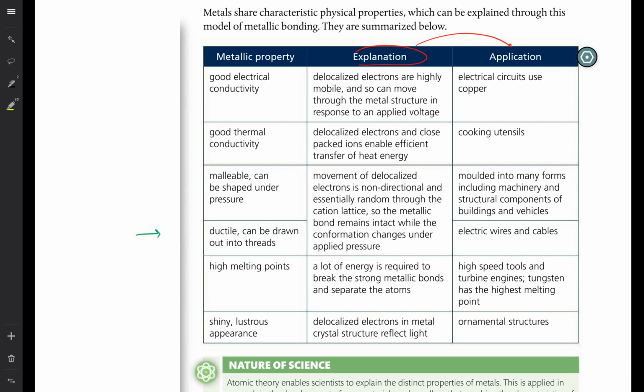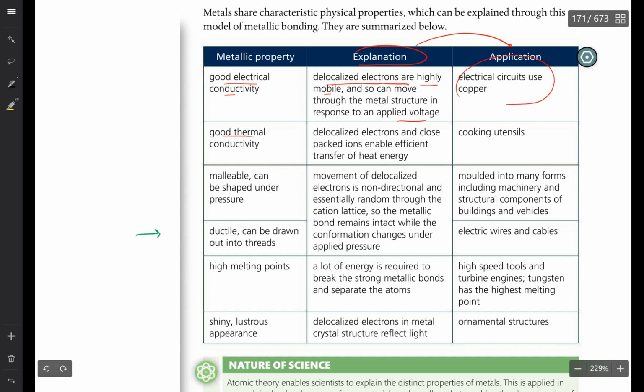For example, metals have good electrical conductivity. This is because of the delocalized electrons. They are highly mobile, so they can move through the metal structure when a voltage is applied to the metal. That's why we can use them in electrical circuits, like copper.